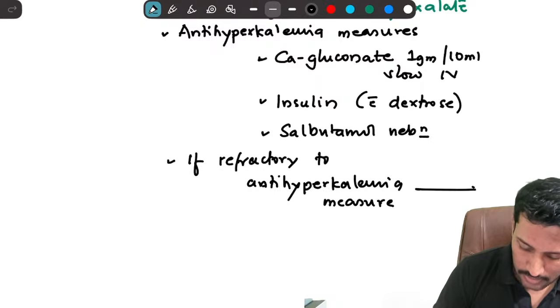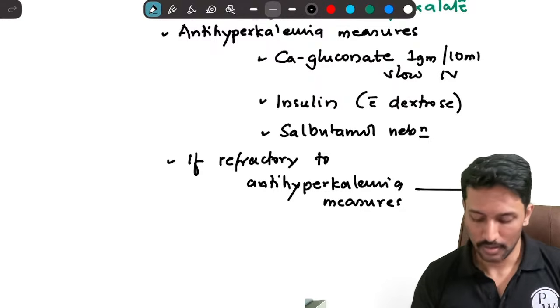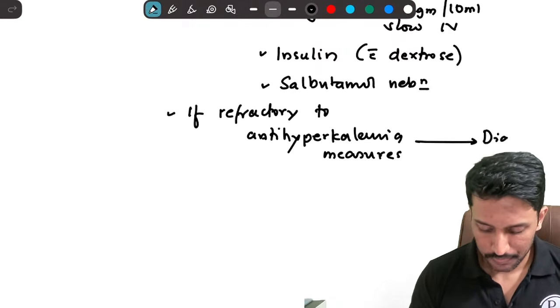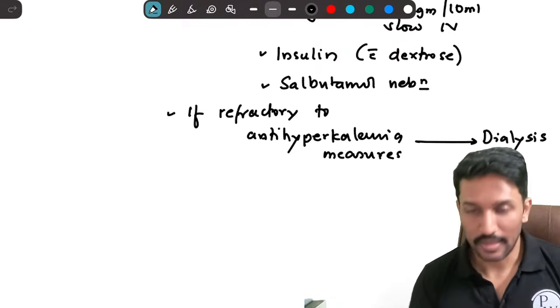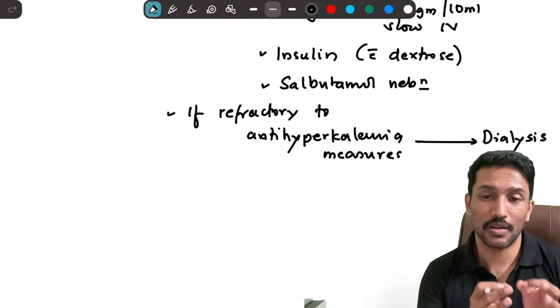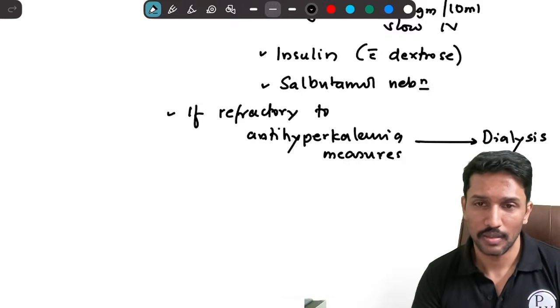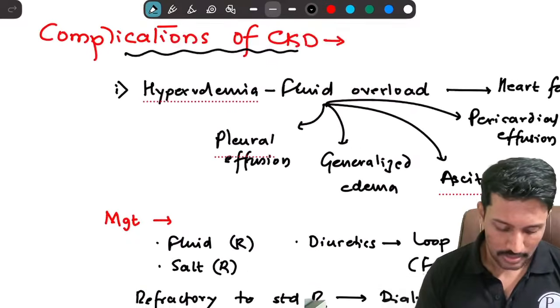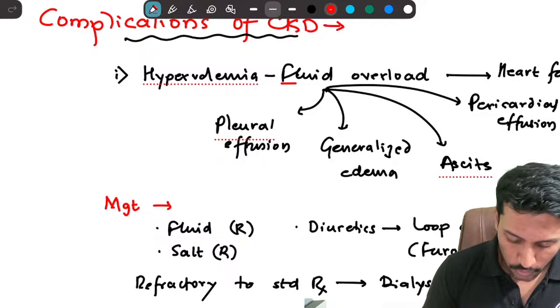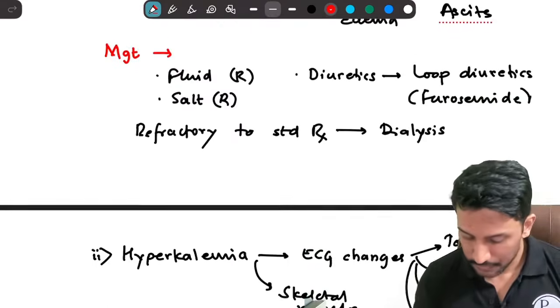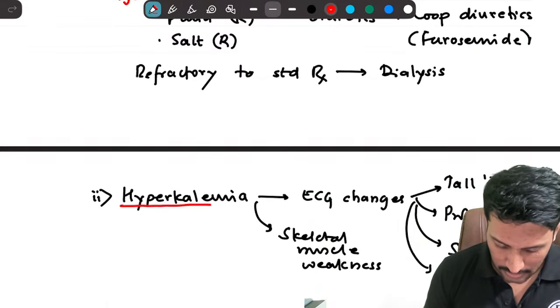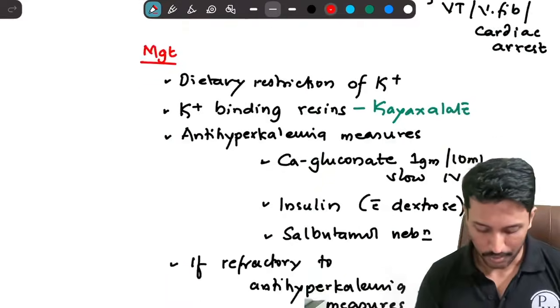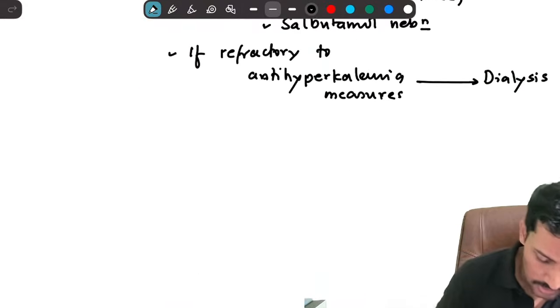Then again, same thing: dialyze. The dialysis machine will flush out the potassium. Dialysis is the treatment to go for patients who are refractory to anti-hyperkalemia measures, right? So that is the second complication, hyperkalemia. Fluid overload was the first complication we addressed, and hyperkalemia is the second. Okay. What other complications can CKD lead to?